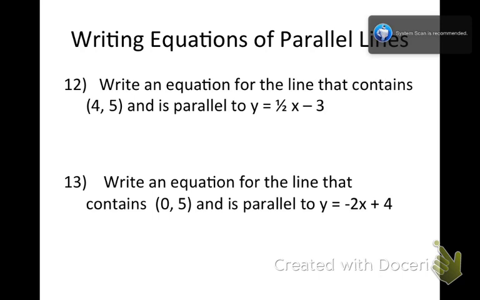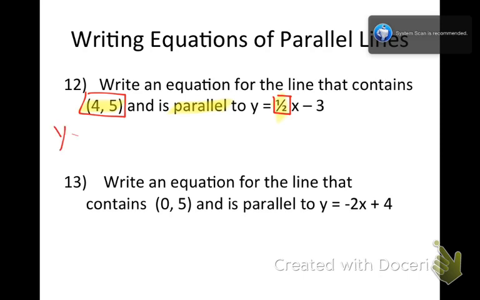So let's look at number 12 here. It says, write an equation for the line that contains (4, 0) and is parallel to y equals 1/2 x minus 3. What do I know about the slopes of parallel lines? They're going to be equal. They're going to be the same. So I'm going to take that slope, I'm going to take that point, and I'm going to plug it into point slope. So how would that look in point slope form, Jake King?